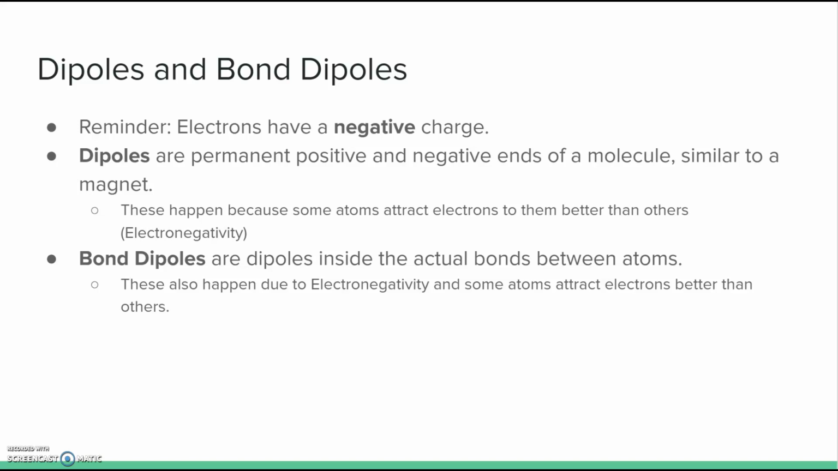Dipoles and bond dipoles. Remember, electrons have a negative charge, while dipoles are permanent positive and negative ends of a molecule, similar to a magnet. These happen because some atoms attract electrons to them better than others. Electronegativity. Bond dipoles are dipoles inside the actual bonds between atoms. These also happen due to electronegativity, and some atoms attract electrons better than others.